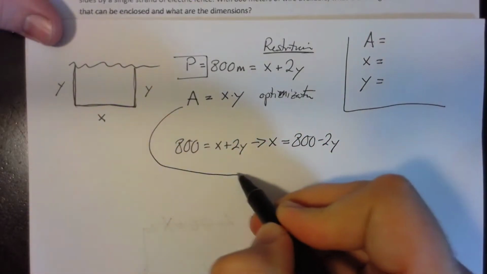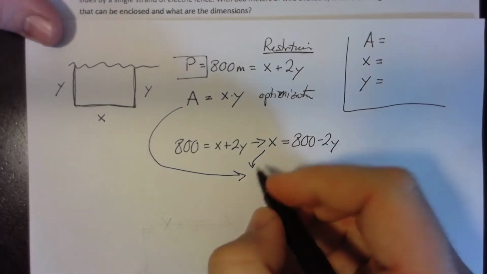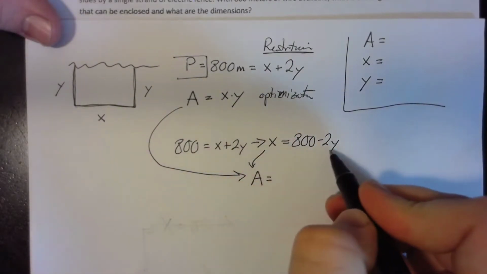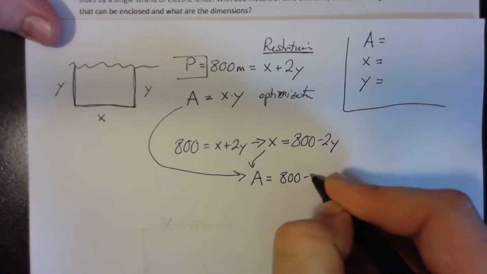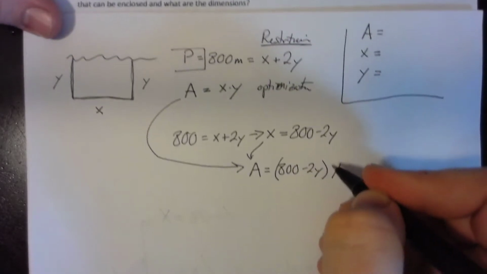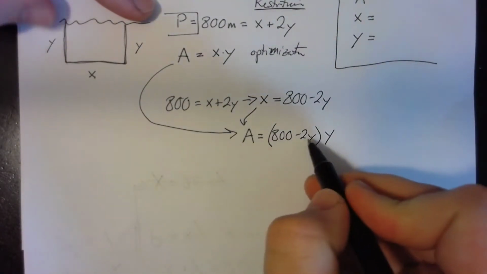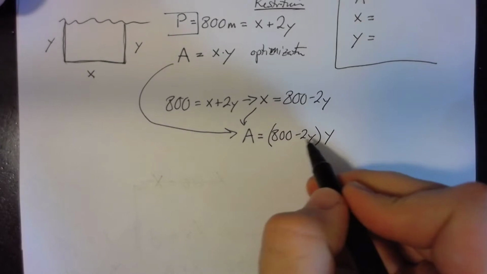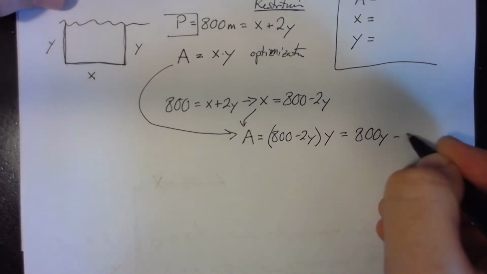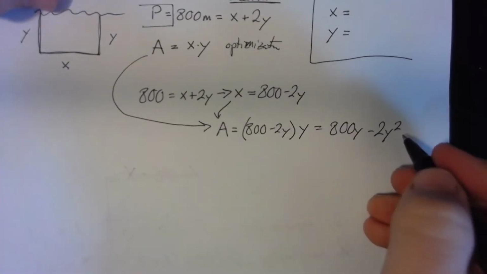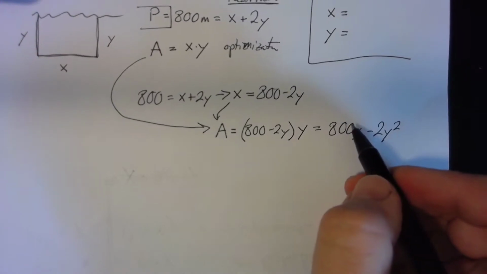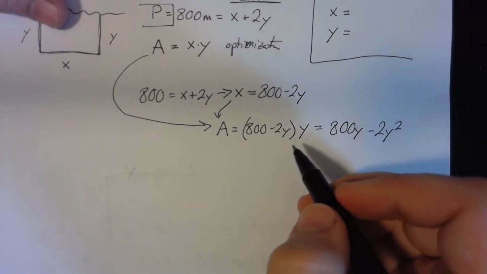Combined with this information, the area function is equal to x, which I will replace with 800 minus 2y, times y. You'll notice I now have an optimization equation of a single variable y. I'm going to multiply this out, using some algebra to simplify the function, so it's very easy for me to take the derivative. The reason I have to take the derivative is because the optimization will always occur where the derivative is equal to 0.